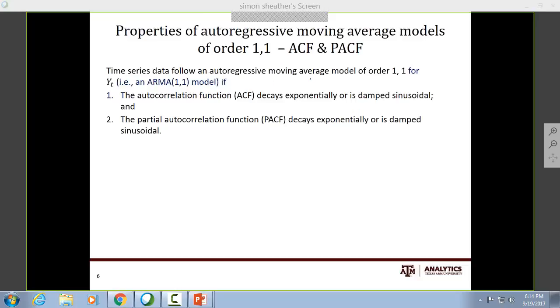So if you have a time series that's ARMA 1,1, the ACF decays exponentially or is damped sinusoidal, and the PACF decays exponentially or is damped sinusoidal. There is no cutoff, right? No cutoff.